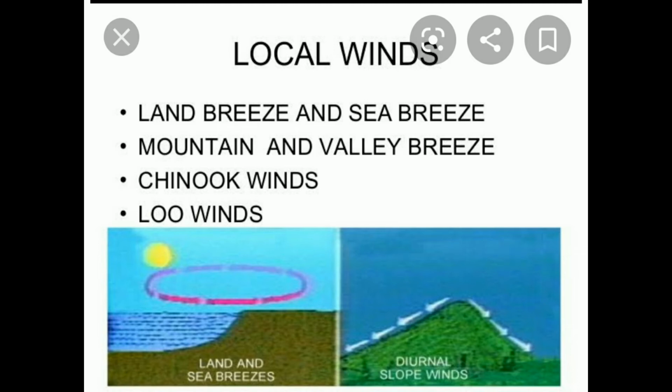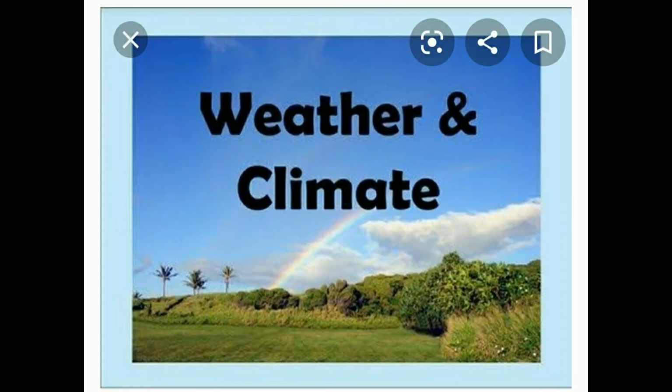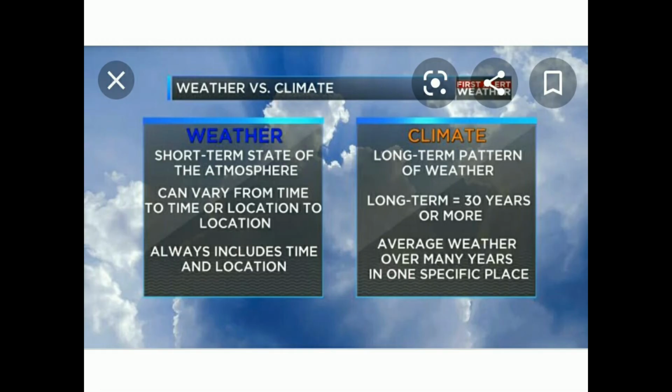The next topic is weather and climate. So what is the difference between weather and climate? Normally we use the word that today the weather is too cool, isn't it, children? And after some days or before we'll say that today the weather is too hot. So what is the difference between weather and climate? Let us see that. Here the differences between weather and climate are given.